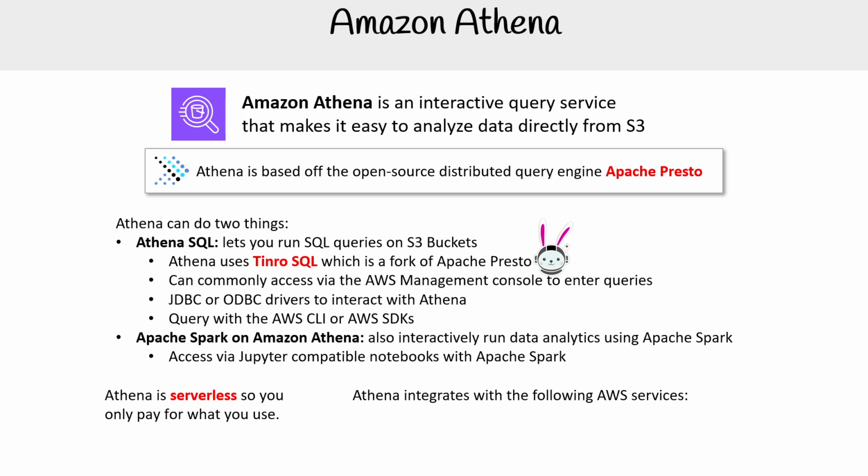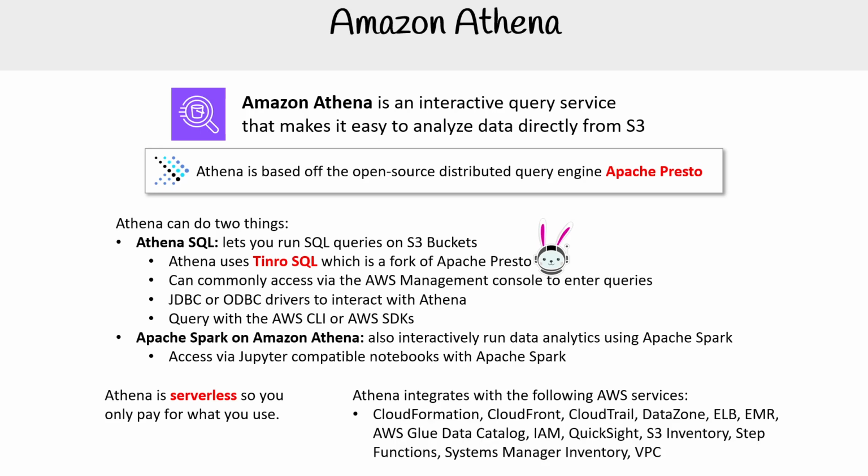Athena integrates with the following AWS services. So we have CloudFormation, CloudFront, CloudTrail, DataZone, ELB, so that's Elastic Load Balancer, EMR, AWS Glue Data Catalog, IAM, QuickSight, S3 Inventory, Step Function, Systems Manager Inventory, VPC.